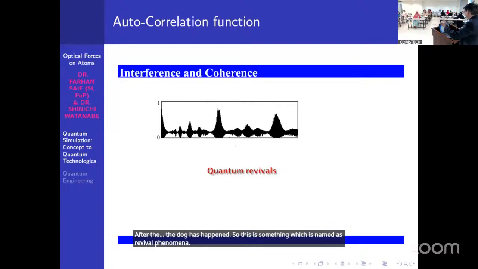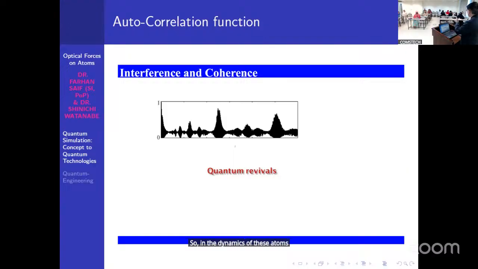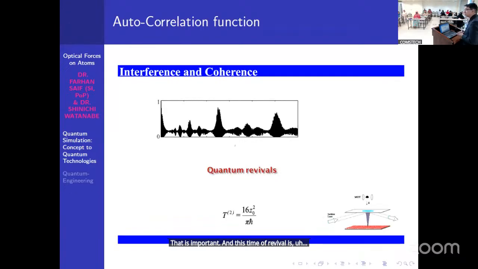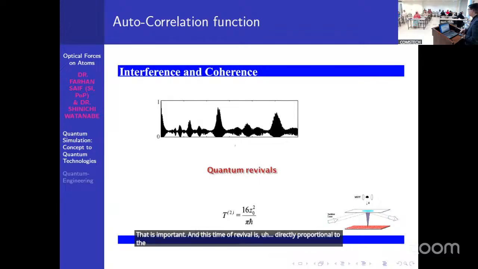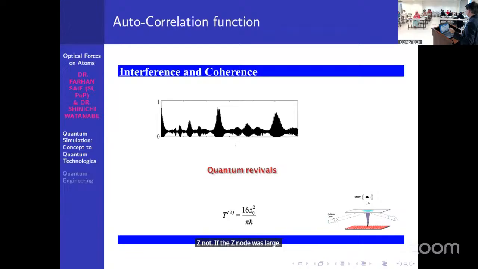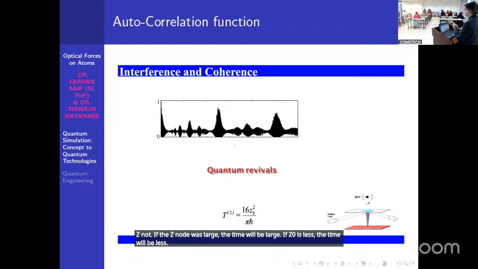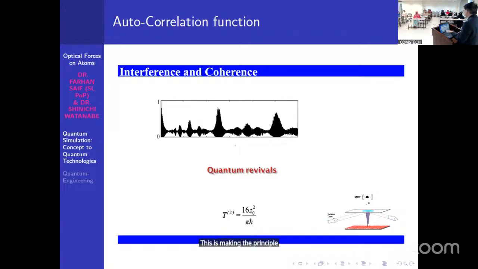So in the dynamics of these atoms, we have to wait till the atom reappears. And that is something which we want to record. That is important. And this time of revival is directly proportional to the height of the atoms, Z naught. If Z naught is large, the time will be large. If Z naught is less, the time will be less. This is making the principle of this recurrence tracking microscope.